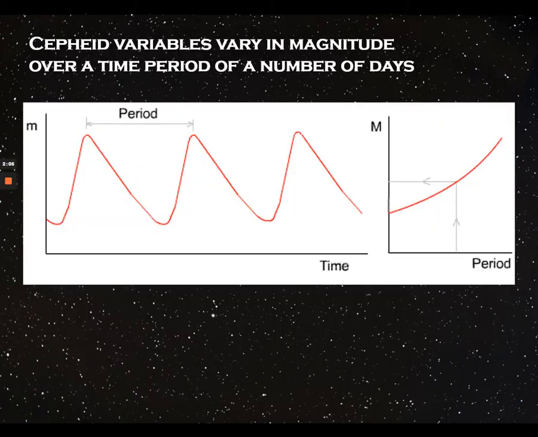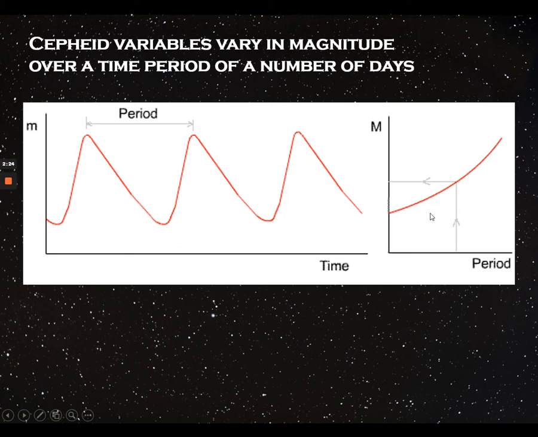And she found a relationship between the time period of when it's at its brightest and when it's at its brightest again, and actually how bright it is. So she did that by looking at variable stars close to us to get the relationship, and then assumed that carried on.